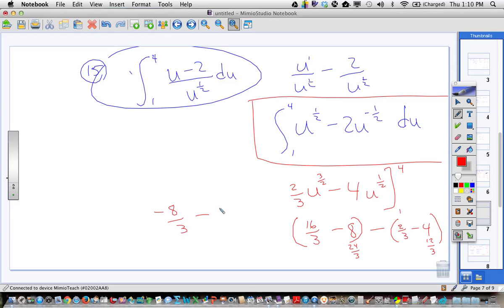2/3 minus 12/3 would be negative 10/3. Negative 8/3 plus 10/3 is 2/3. Okay, so you may have to do that. There's not a lot of that, but okay, that's again more what we'll be doing on the gateway test, but that may come up.